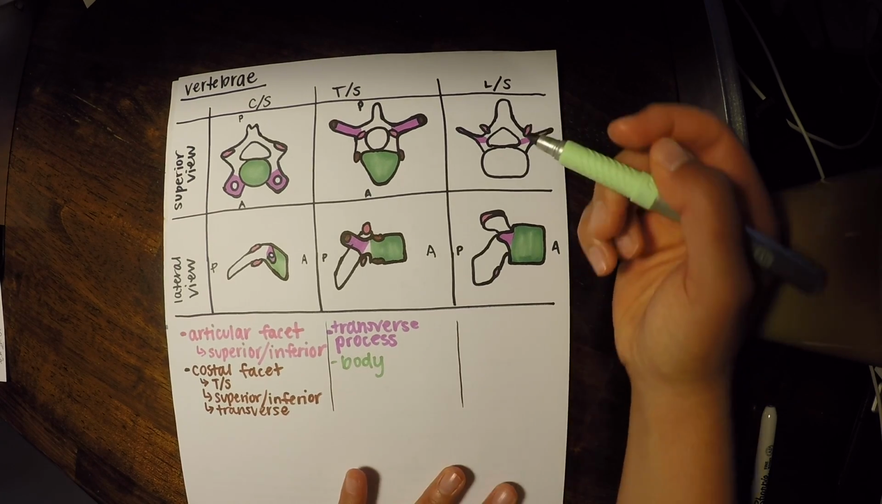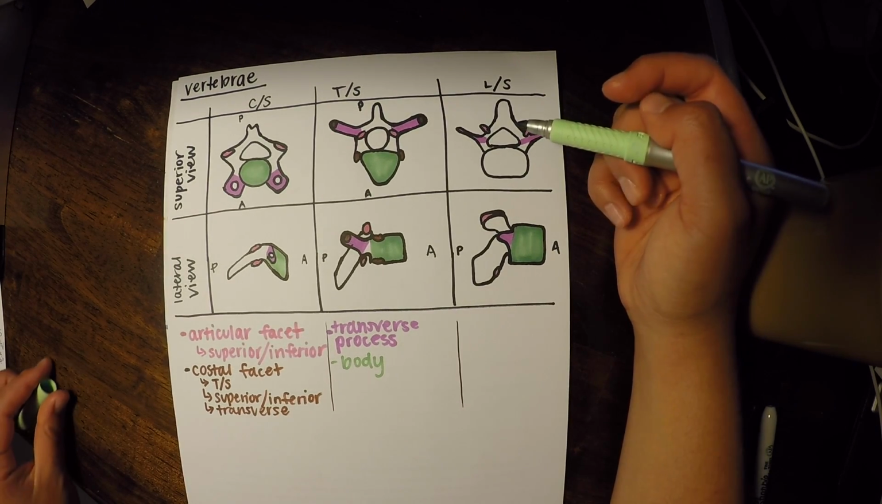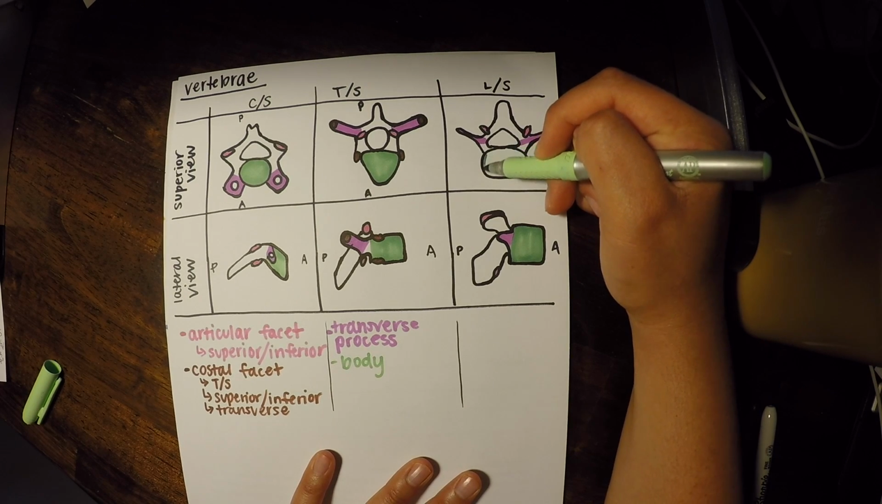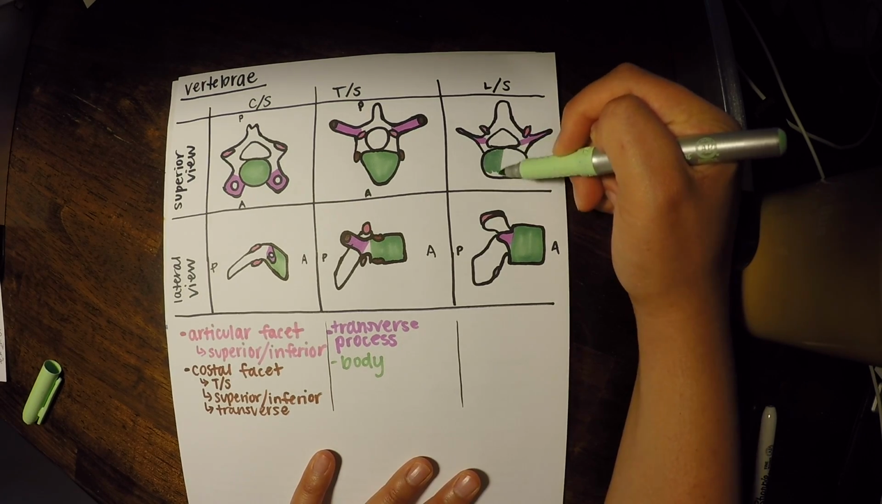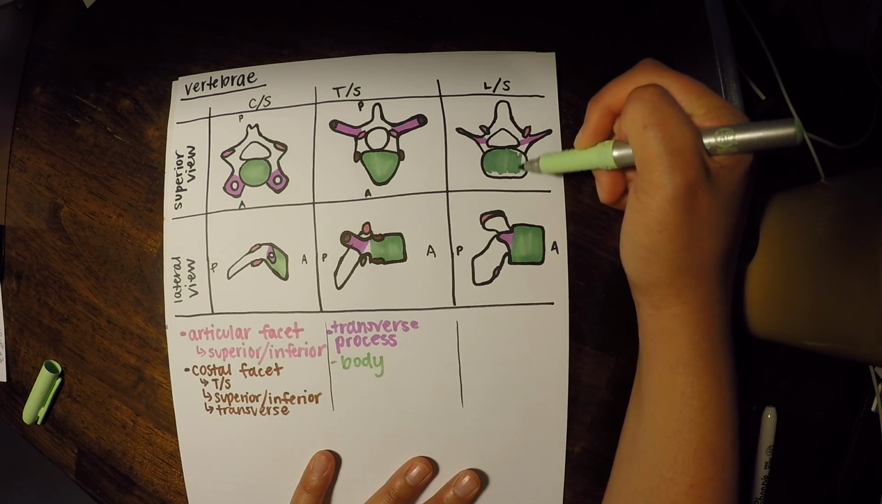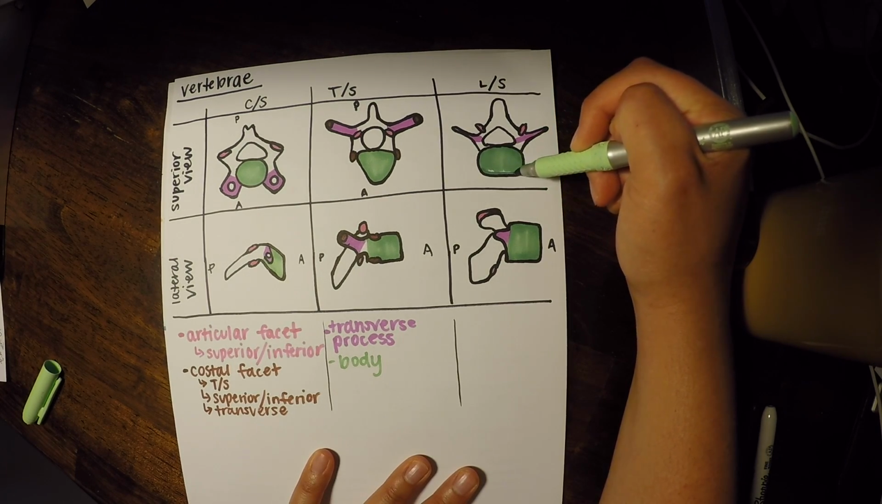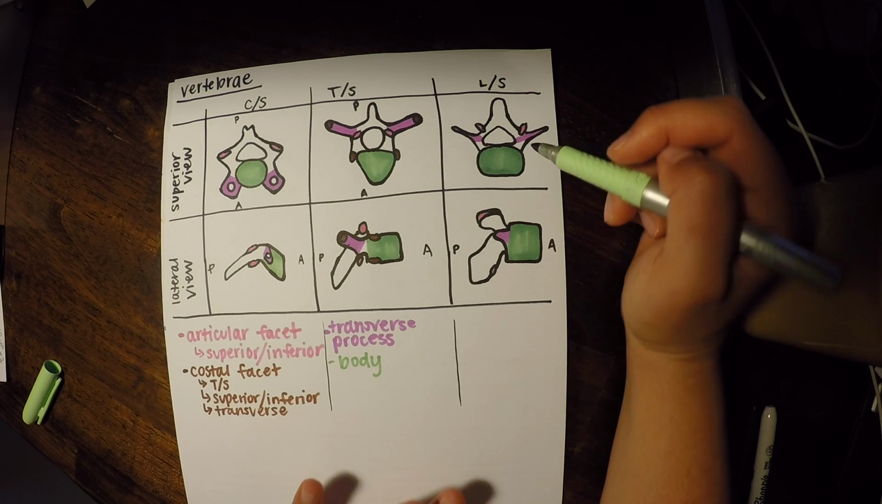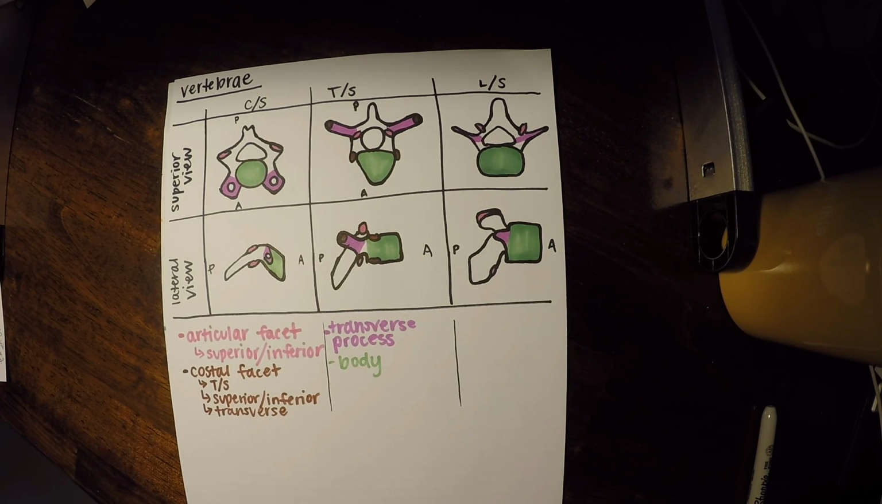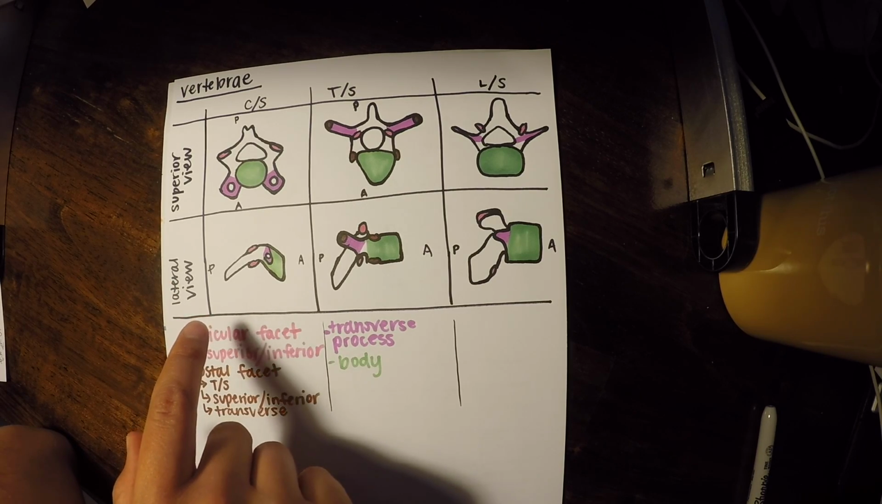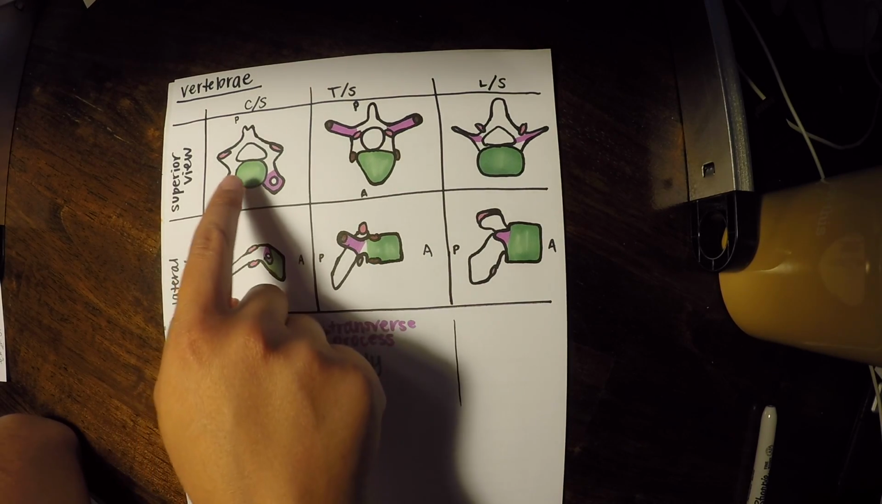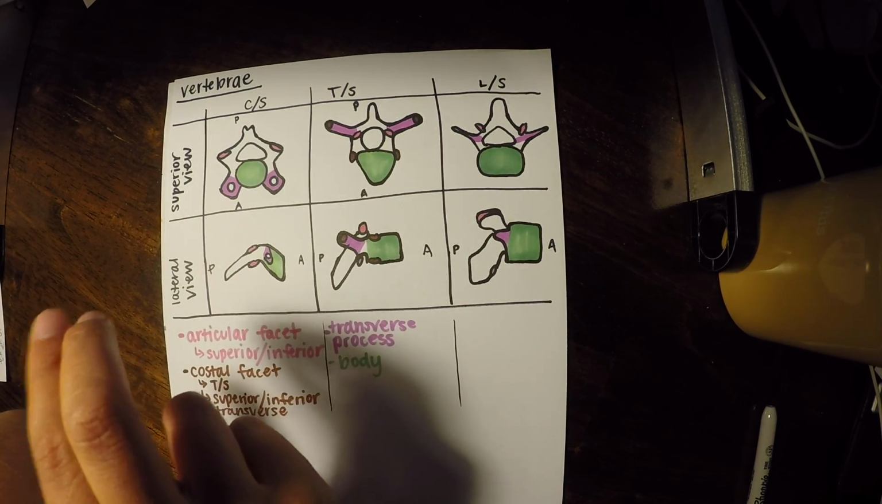Oftentimes people will get compression fractures at the vertebral bodies when they have conditions like osteoporosis, which means that people's bones are essentially becoming more porous. And what happens is, you know how I said all of these different vertebrae are stacked on top of each other? Well, in between each vertebral body is a disc.